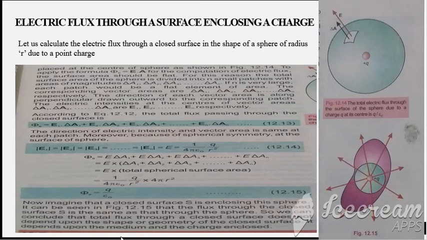It only depends upon the medium and the charge enclosed. Medium means whether there is air, vacuum or some dielectric, and the charge enclosed, whether it is positive charge or negative charge, and of how much magnitude. The larger the magnitude, the larger the electric intensity, and the larger the number of electric field lines passing through that area. This is all about today's topic.